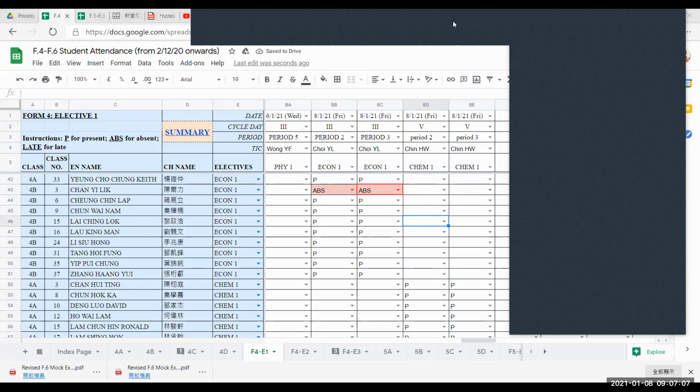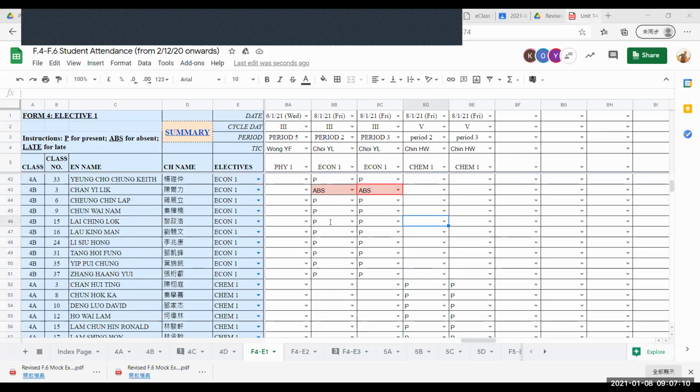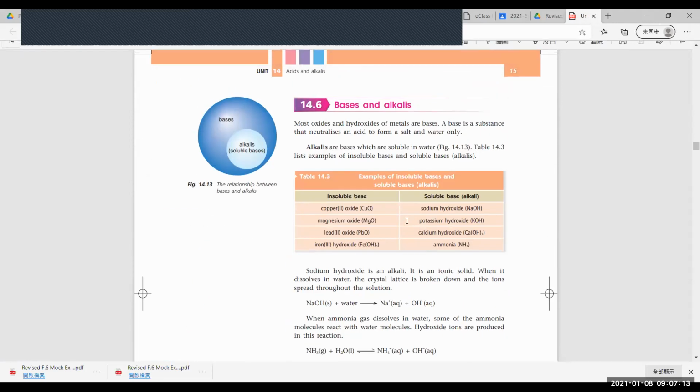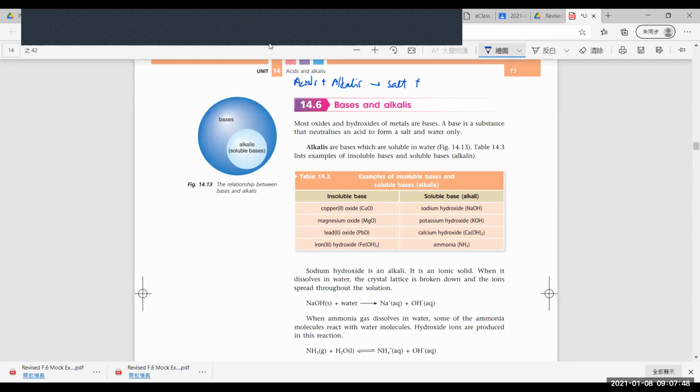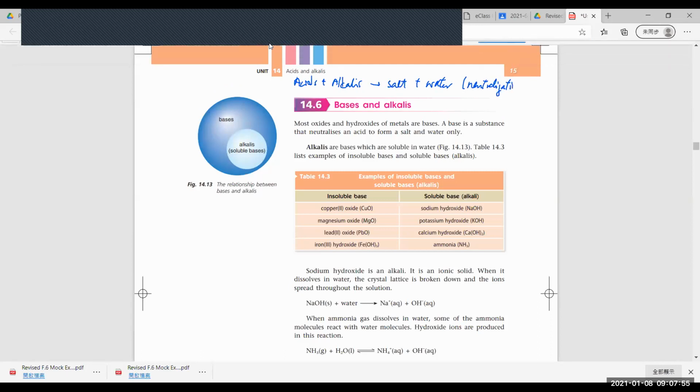All right, so we will start the lesson right away. Bases and alkalis. Now, base may be some new term to you. For alkalis, you may have heard of this before. In Form 2, when you talk about neutralization, acid plus alkali forms salt and water, right? So remember, acids plus alkalis form salts plus water, and we call that a neutralization reaction.